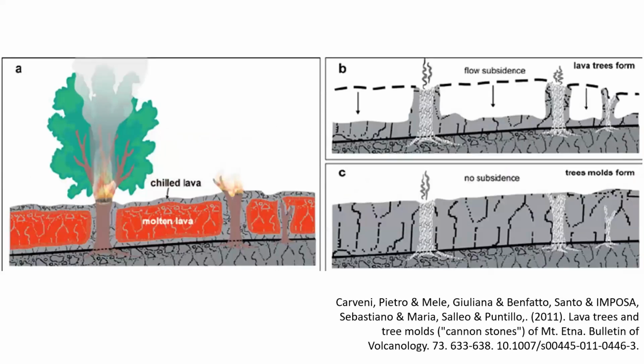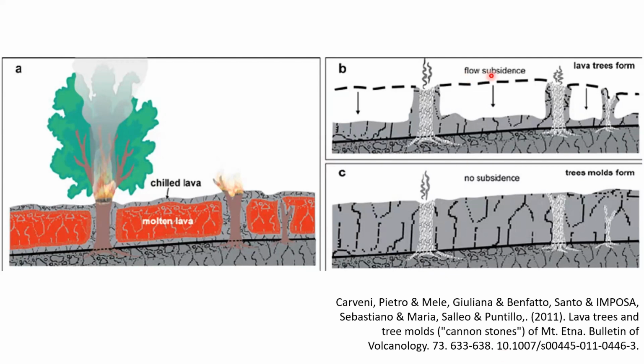I found this from a paper called Lava Trees and Tree Molds of Mount Etna, but the process is pretty much the same. We don't have lava trees at Mount St. Helens that I'm aware of.